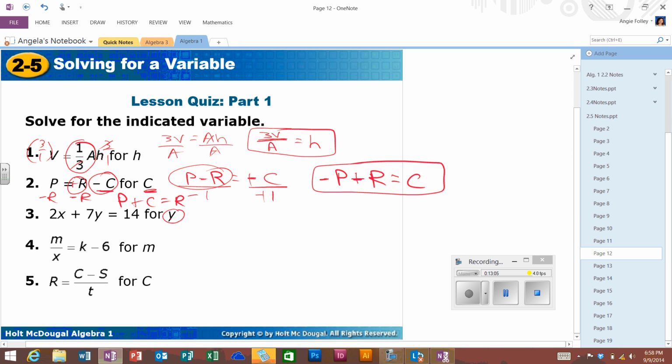Okay, solving for y. I'm going to move the 2x over. So that gives me 7y equals 14 minus 2x. Then I'm going to divide by 7. So that cancels. So y is equal to 14 minus 2x over 7.